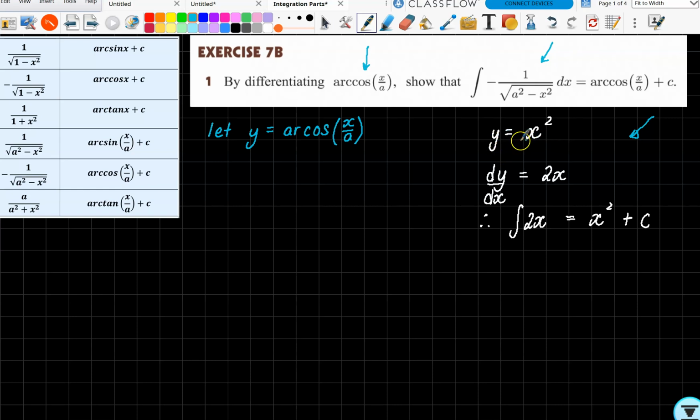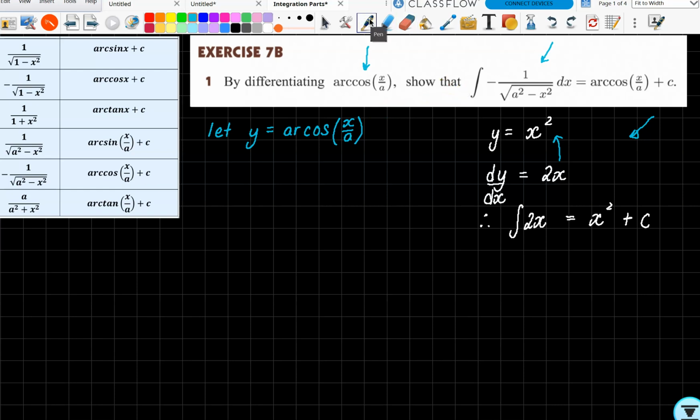Okay, if I've got y equals x squared, the derivative of x squared we know is 2x. Therefore, going backwards, the integral of 2x equals x squared plus c. So what we're hoping for is that I can show that the derivative of this equals this, and therefore the integral of that will be arc cos. So that's our plan. Let's see what we can do about that plan.